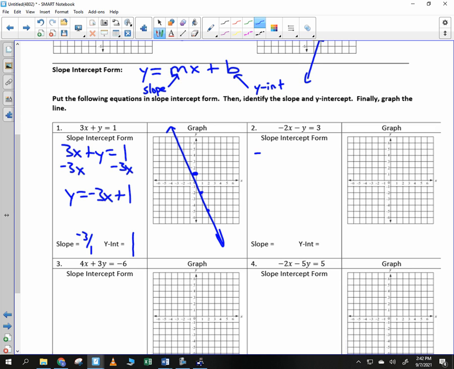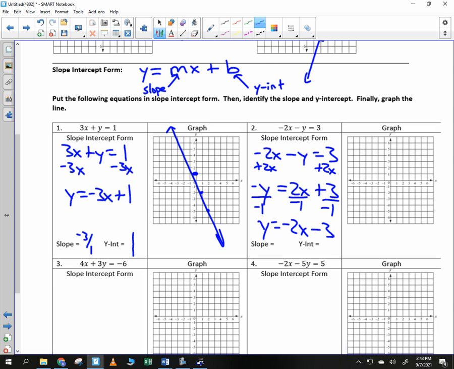This next one, how do I put it into slope-intercept form? What should I do first? Add the 2x. Negative y is equal to 2x plus 3. How do I get rid of the negative? Divide by negative 1. Do I divide the 2x by negative 1 or the 3 by negative 1 or both of them? Divide everything. And I get y is equal to negative 2x minus 3.